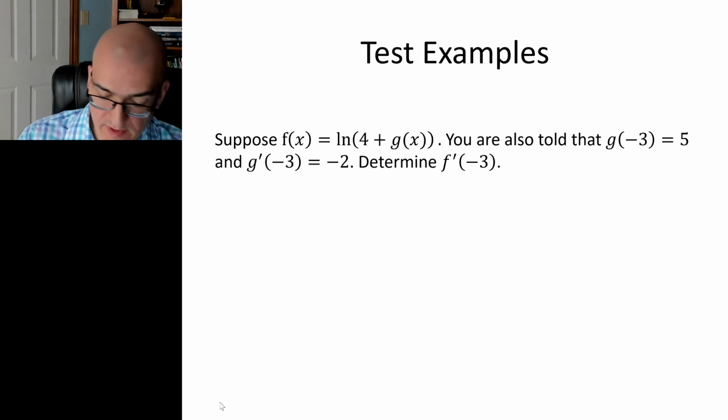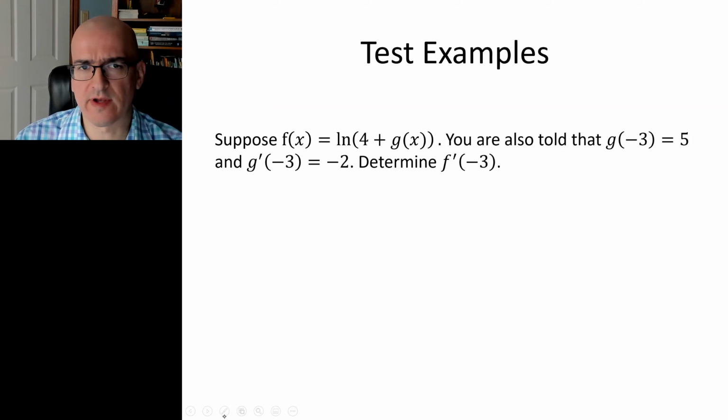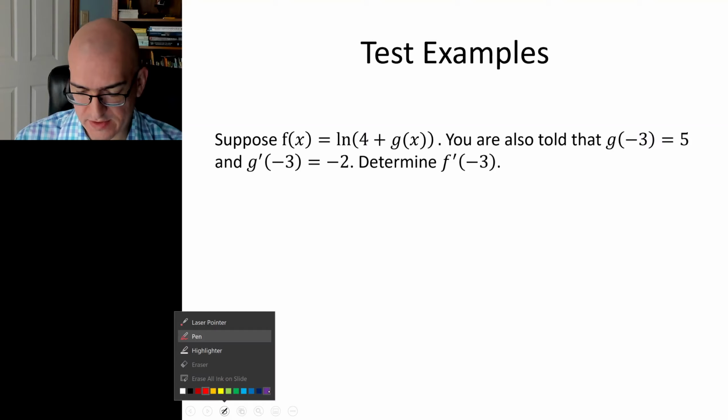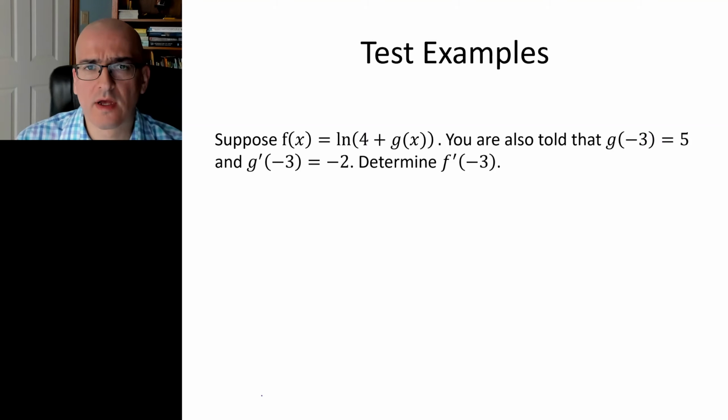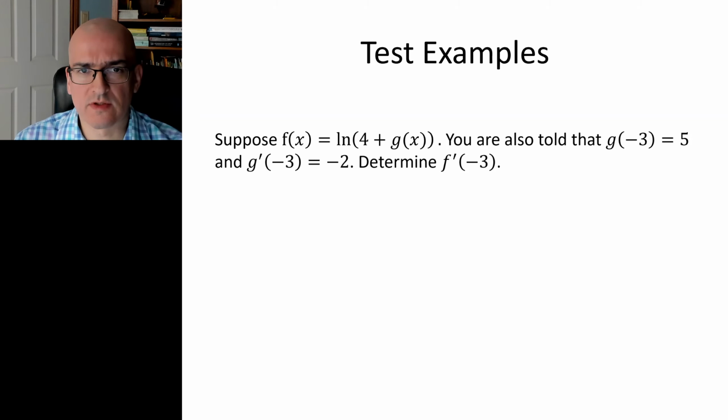I'm going to go through some very interesting types of examples that you hopefully find very helpful. First, weird example. We have f of x given to us as the ln of 4 plus g of x, and g of x is not given. So this may seem to be an impossible question. If we're asked for the derivative of something that we don't have, what are we supposed to do?